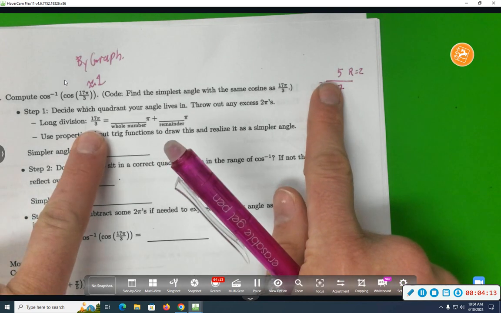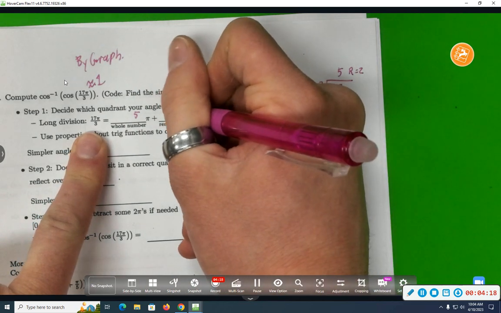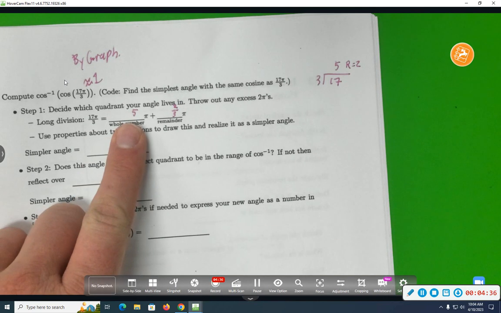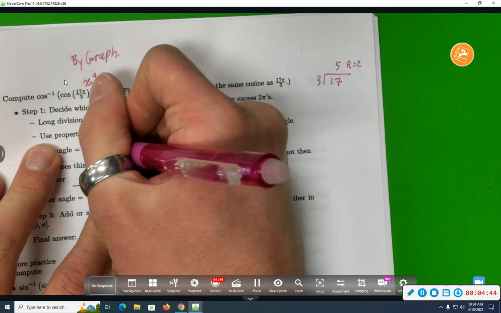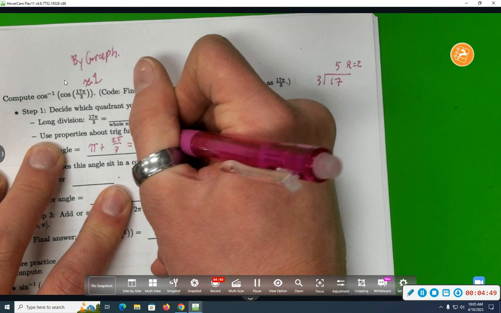All right, so that means that 17 pi over 3 is the same thing as 5 pi plus 2 over 3 pi. So far, so good? All right, so we can now throw out the excess 2 pi's. That 5 pi has two 2 pi's in it. Let's throw out those two 2 pi's. That'll leave me with pi plus 2 pi over 3. And maybe I'll combine that back together to be 5 pi over 3.